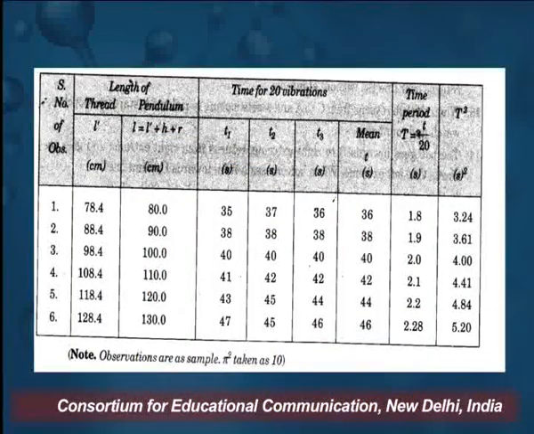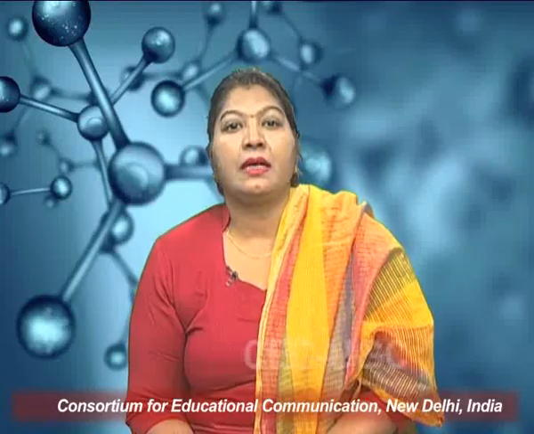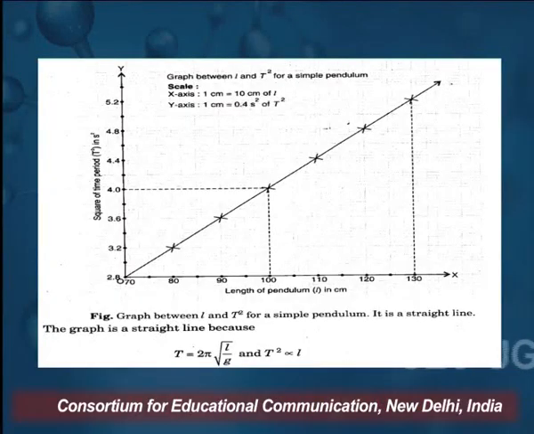Now you see here in the table we change the length, then we take the time period. Follow the basic steps. Now this is the graph which we will get, which is a straight line. Then we will take the slope of that, then we put in the readings.